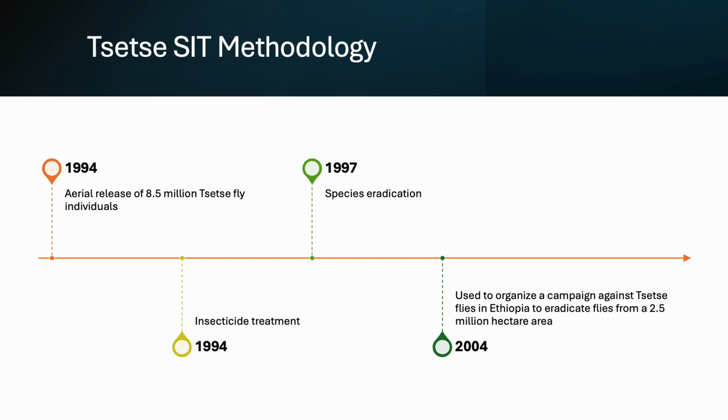In 1997, the species had been eradicated from the island. When the book was written, success was seen in Zanzibar, and this was used to organize a campaign against tsetse flies in Ethiopia, which was currently being employed to eradicate the flies from a 2.5 million hectare area.